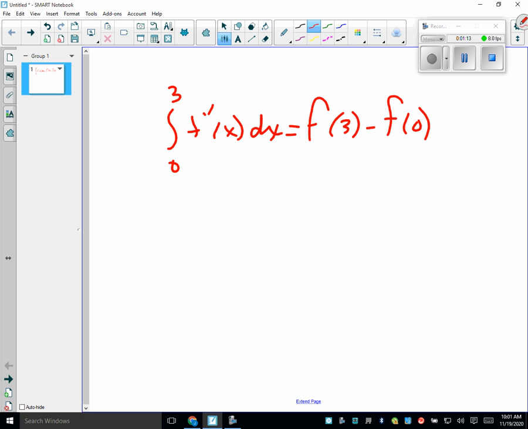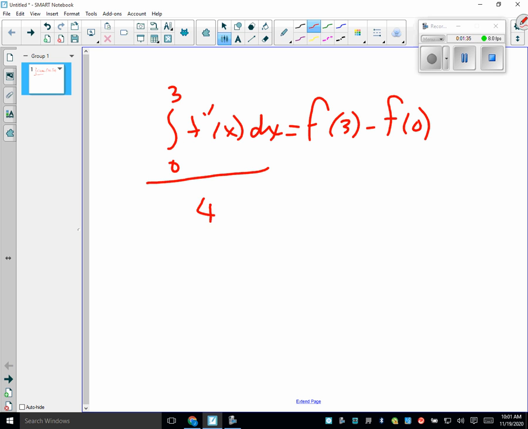Thanks. And by the way, as I've graded some of the papers you've turned in, remember it's always F of the top minus F of the bottom. Some of you are doing it backwards, and that makes a difference. So, what is this value? 4?